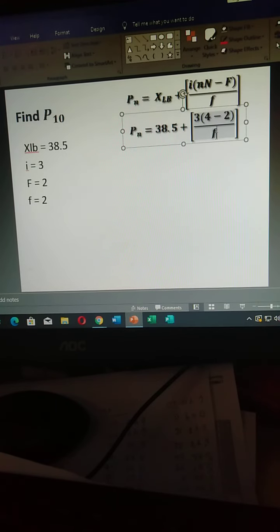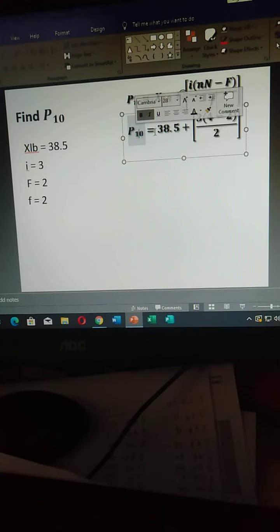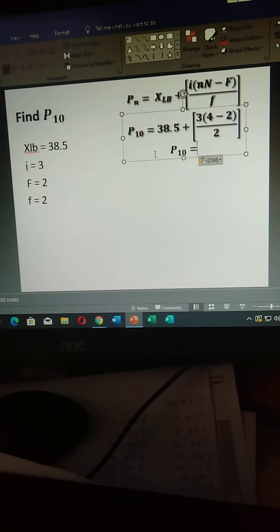And our small letter f is, again, 2. Then let's solve. What we're looking for again is P10. And our P10 is equal to what? 4 minus 2 is 2, times 3 is 6, divided by 2 is 3, plus 38.5. Our answer would be 41.5.